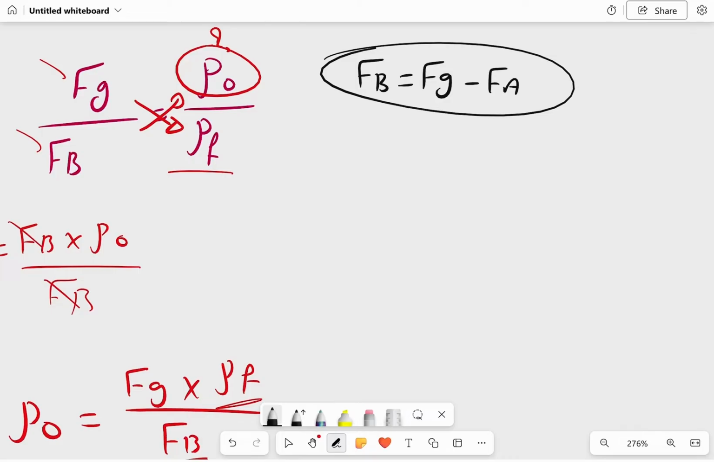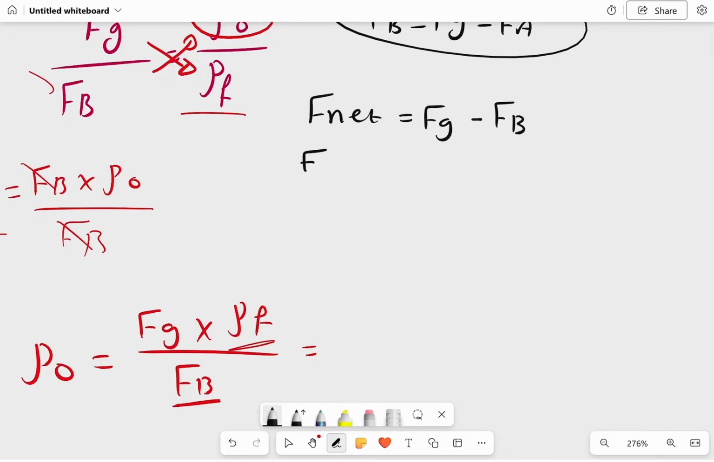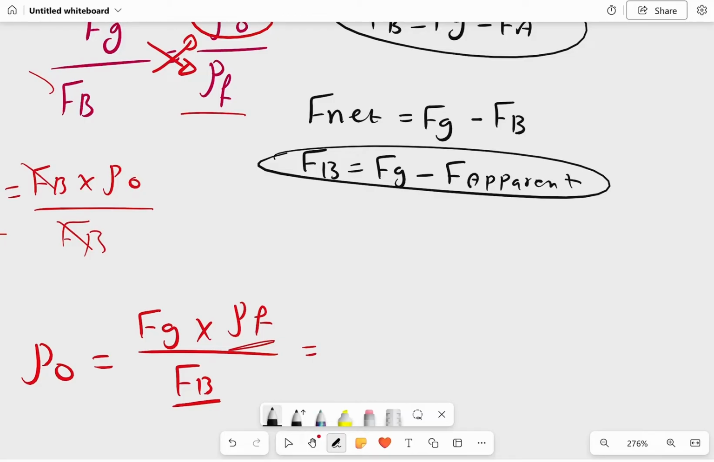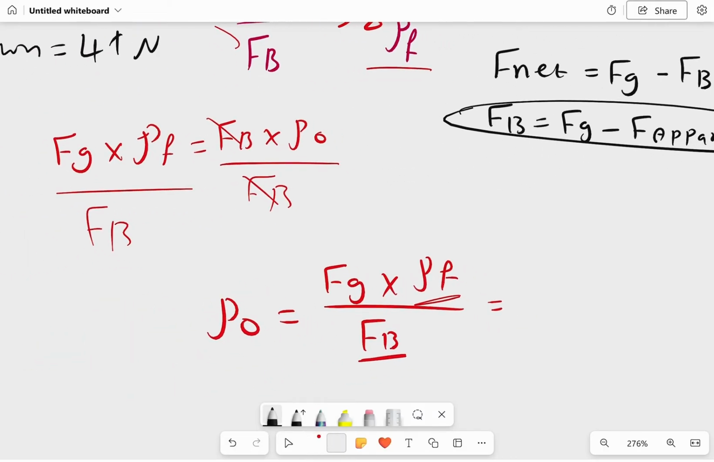Usually, we can say that F net is equal to Fg, which is the weight of the object in the air, minus the buoyant force. Then we will say Fb is equal to Fg minus F apparent. In most of the questions, when we are trying to find Fb, we will be using this equation.